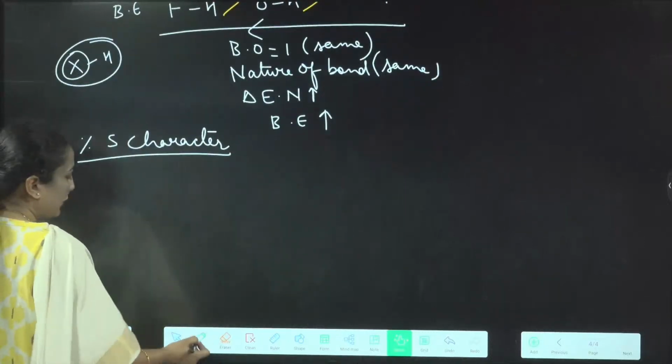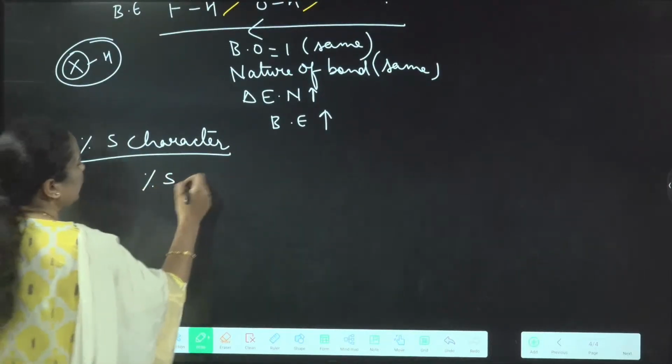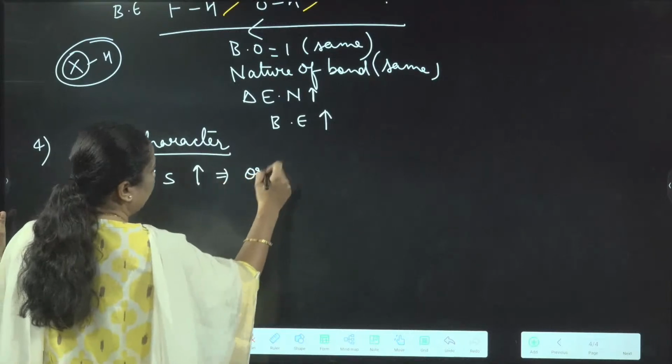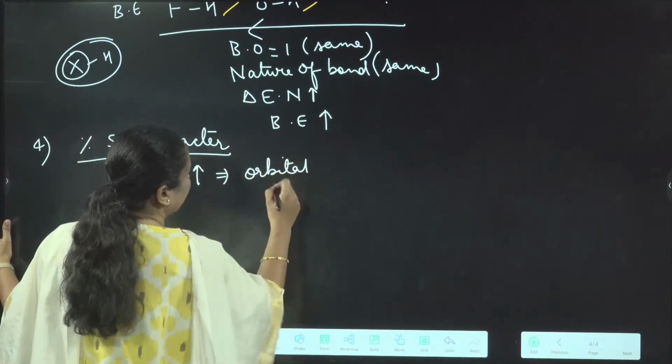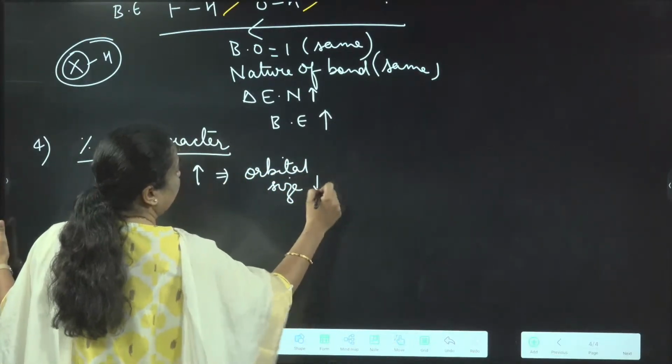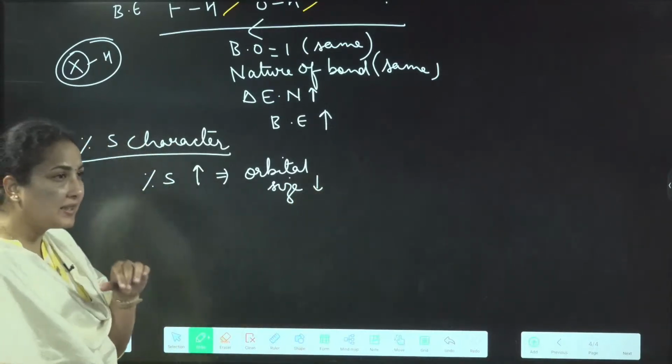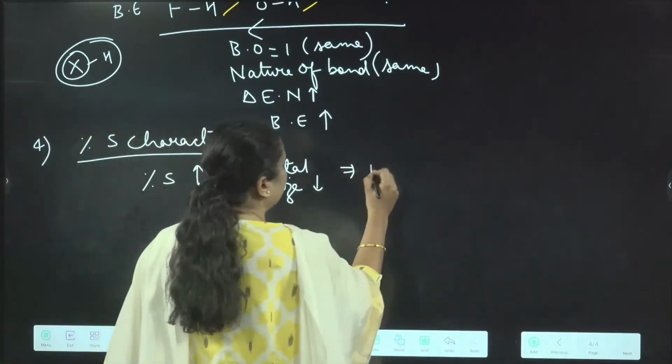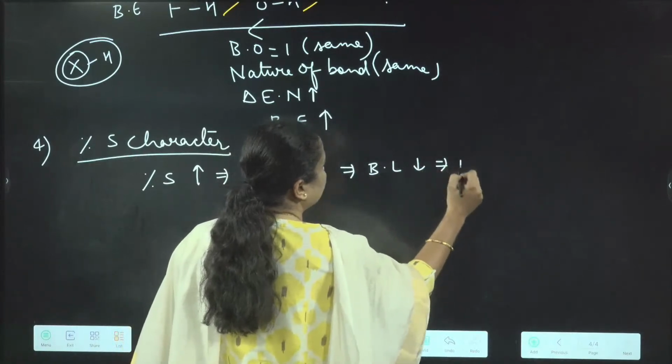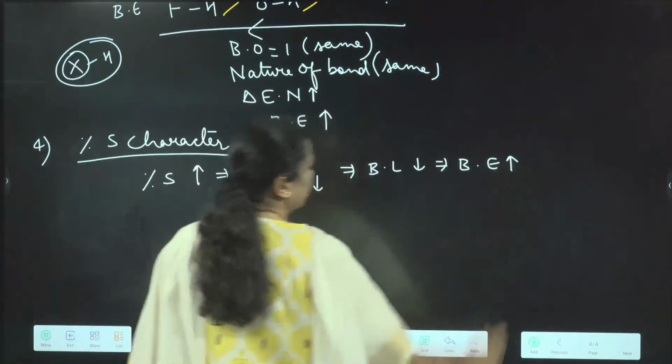Now when it comes to percentage S character, if the percentage S increases, we say that the orbital size will decrease, no? Because more like S. So in that case, size decreases. So what is happening to the bond length? It is going to decrease, and hence the bond energy is going to increase.